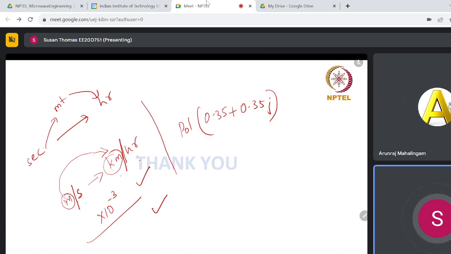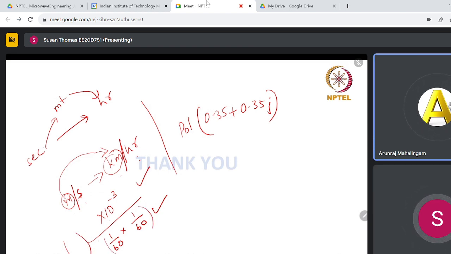Second to minute, what we have to do? 1 minute is 60 seconds, so divide it by 60, 1 by 60. 1 hour is 60 minutes, again multiply this 1 by 60. So whatever number you have, multiply with this. This is in the denominator, this is in the numerator. You will get the final answer in kilometer per hour. Answer came, madam. Thank you, madam.